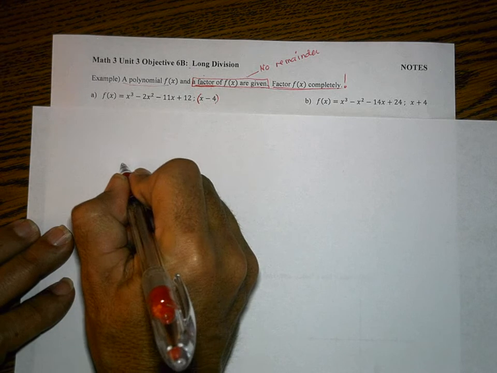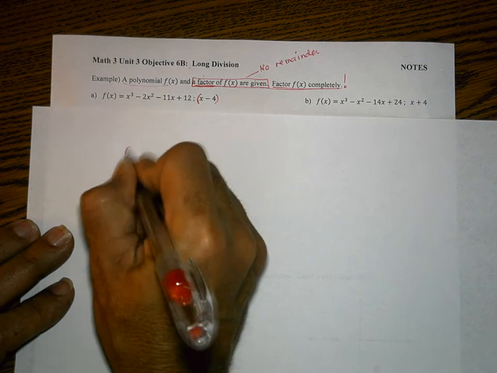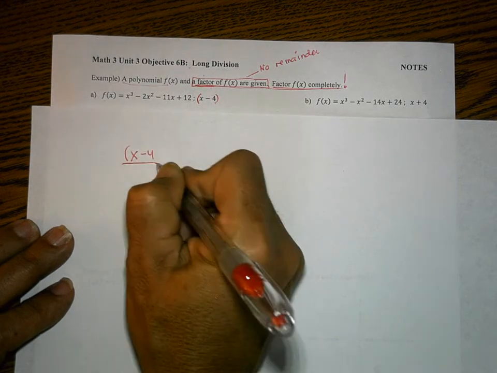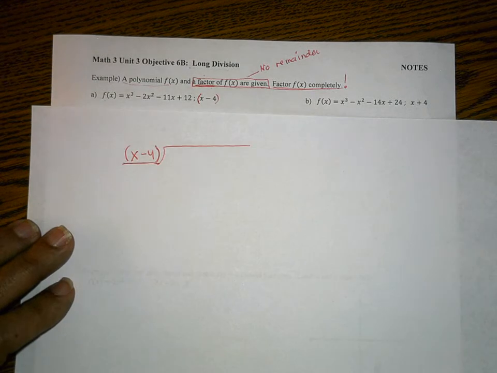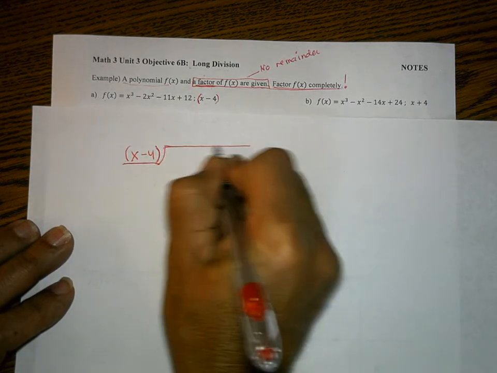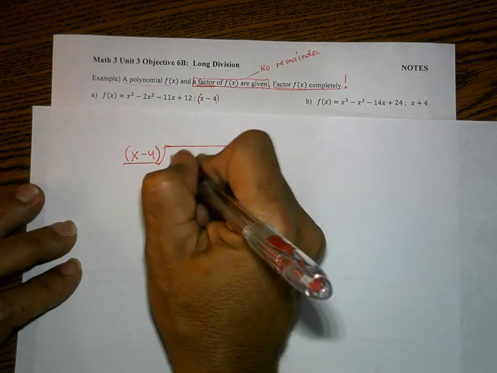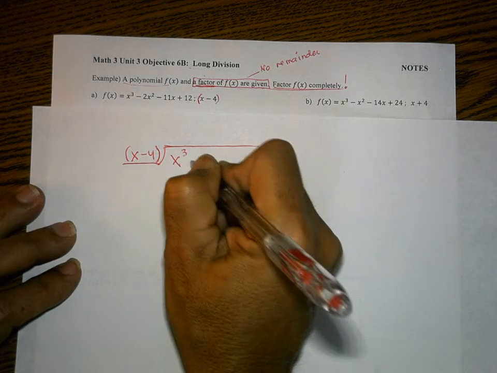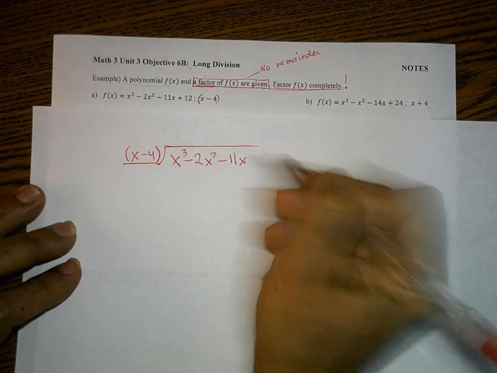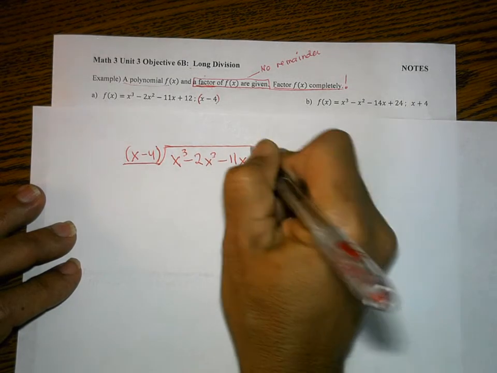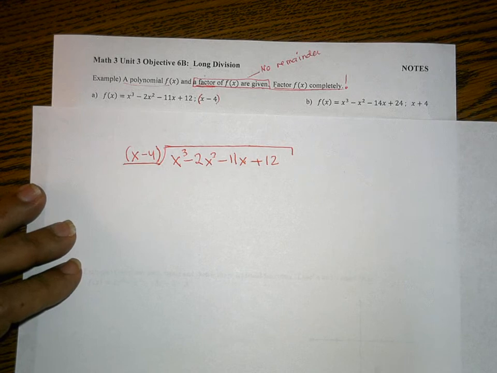So I know it will work, so I'm going to do a little ledge for my binomial x minus 4. Here's my division bar. Oops, I always forget to close it right there. Okay, my division box, not bar. Okay, let's go ahead and put our x cubed minus 2x squared minus 11x plus 12, our constant in the back. Cool. Let's go ahead and set up our subtraction.